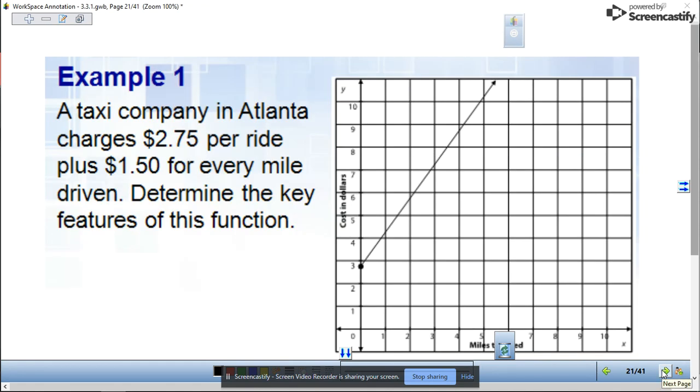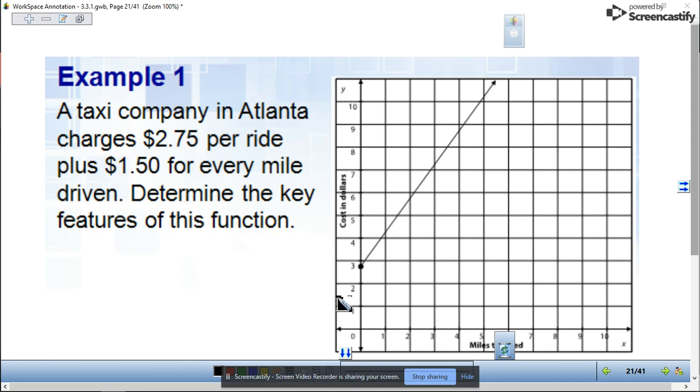Example 1. A taxi company in Atlanta charges $2.75 per ride plus $1.50 for every mile driven. Determine the key features of this function. I'm going to go through them very quickly, but you're going to need to keep this graph in mind. Some key points here: it starts at 0, and the cost will be $2.75.